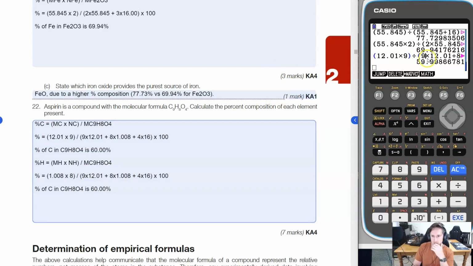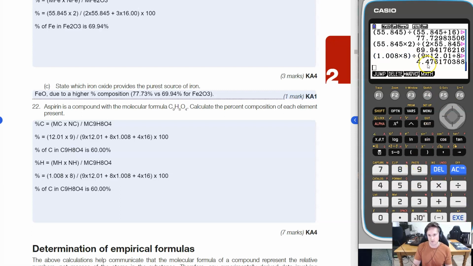Now what I can do is just go back in my calculator and just change that first set of numbers. So I don't have to write the whole thing out again, which is handy, saves you a bit of time. So that gives you 4.48%.